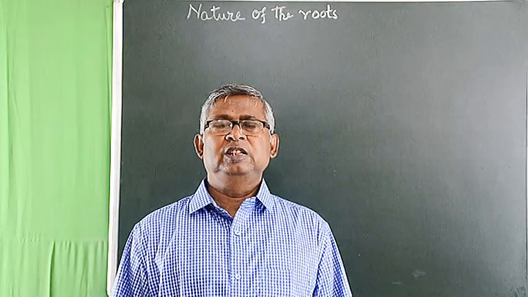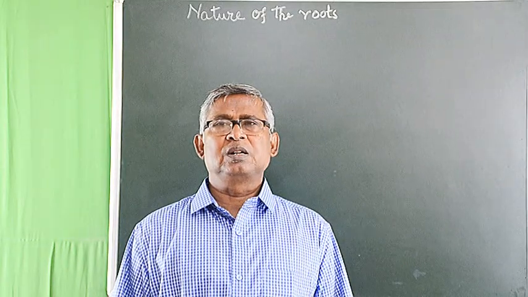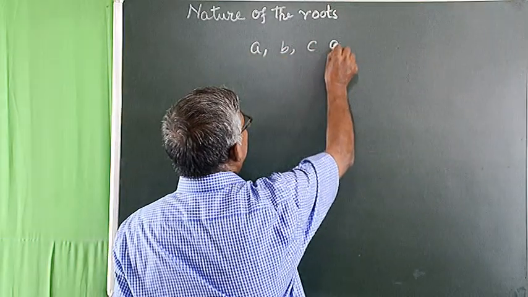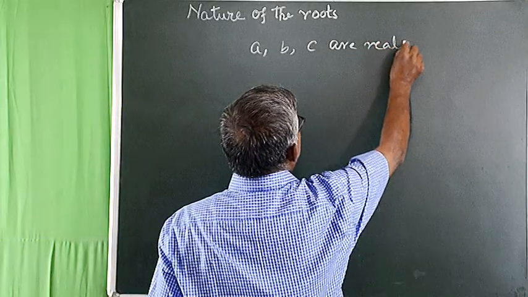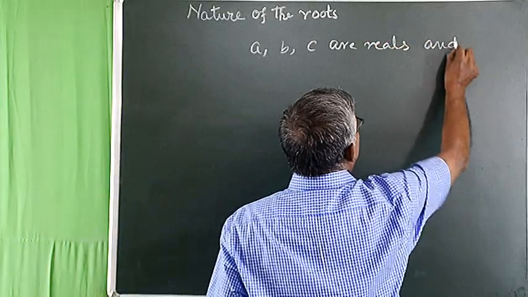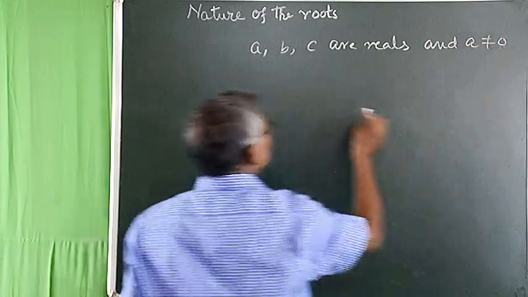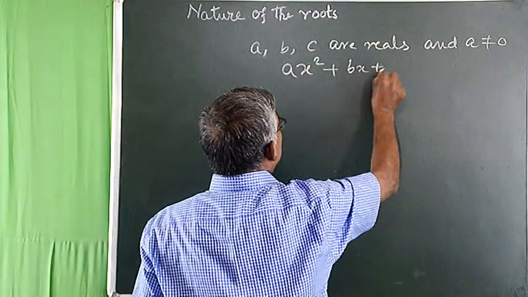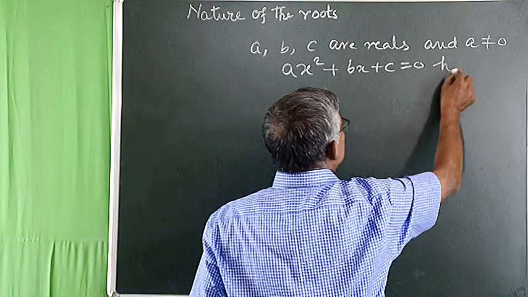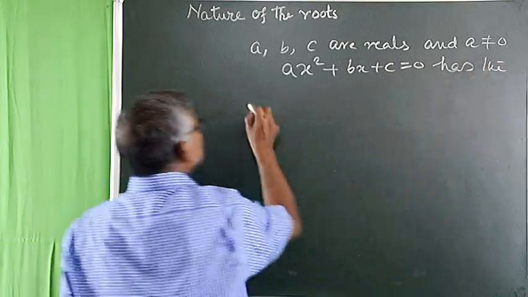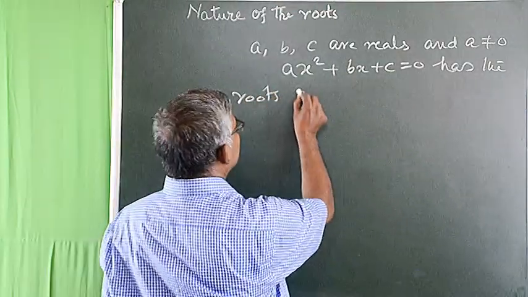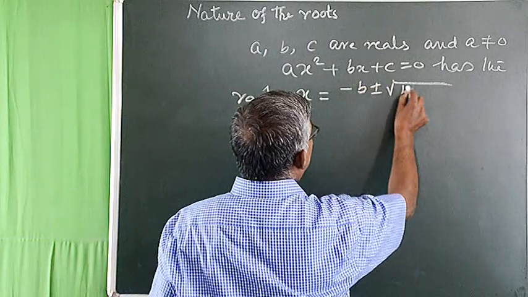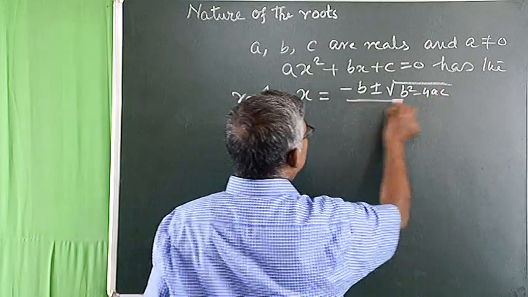Hi students, in my last video we learned whenever a, b, c are reals and a not equal to 0, then the quadratic equation ax square plus bx plus c equal to 0 has the roots x equal to minus b plus minus root over b square minus 4ac by twice a.